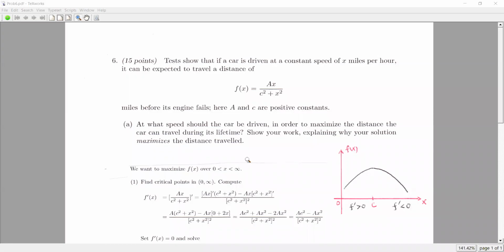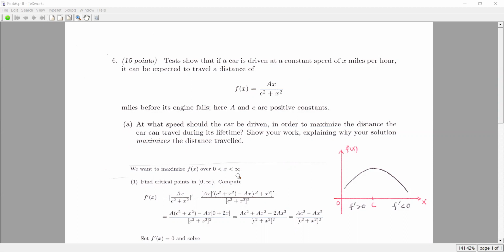Theoretically, the speed of a car can be any positive number. So in part A, we need to search for an x value between 0 and infinity, where function f has the largest function value. Because the interval 0 to infinity is an open interval, we use the open interval method to answer this question. Step 1 of the open interval method is to find critical points inside this interval.